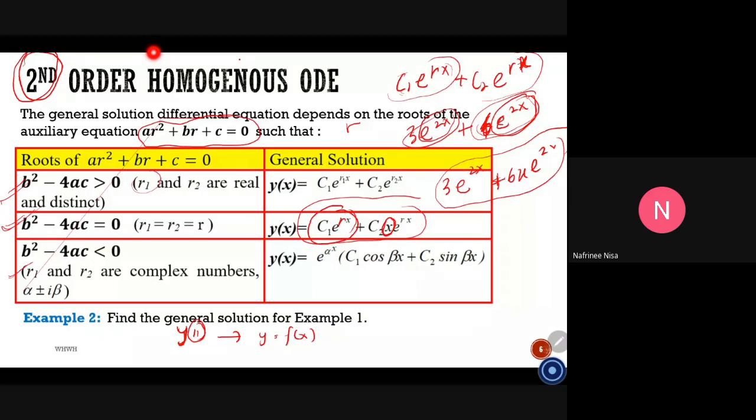Okay, ni just a revision from what I have discussed with you during the asynchronous lecture lah. And then kalau you dapat b square minus 4ac, ataupun you dapat complex roots, R1 and R2 are complex numbers, then you will get this alpha plus i beta, then this is supposed to be your solution.